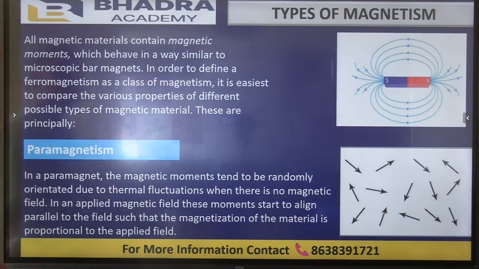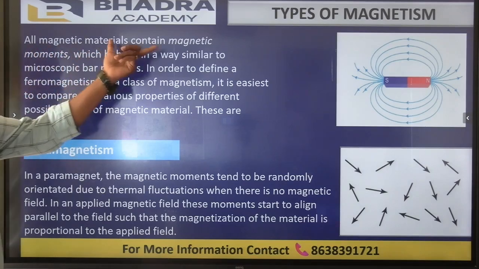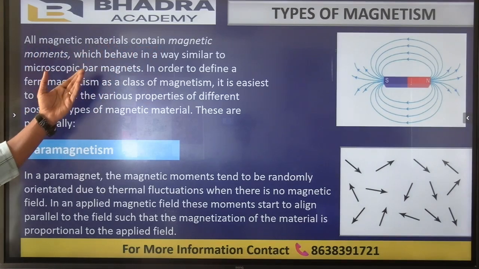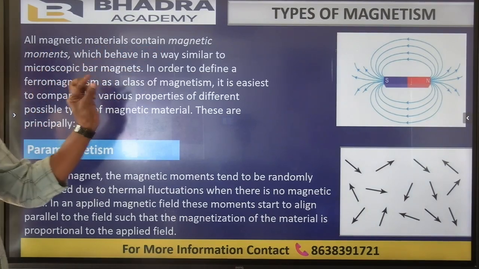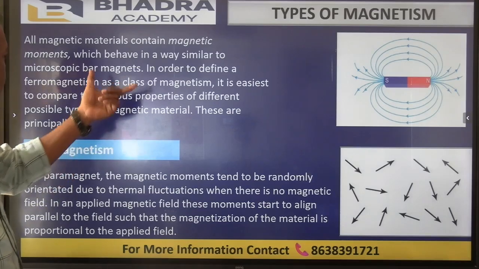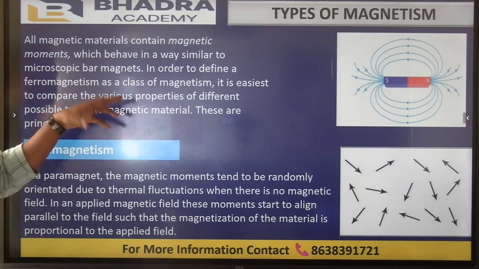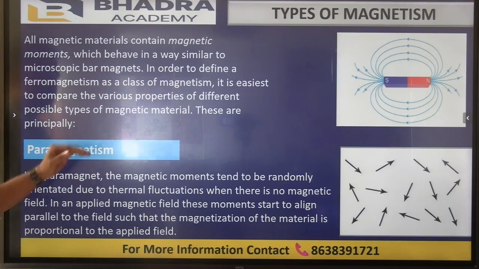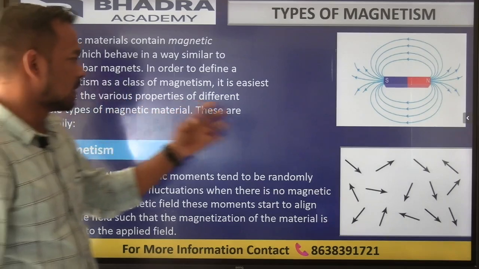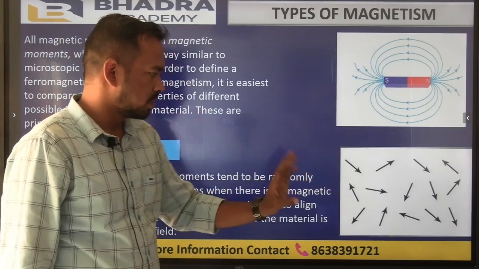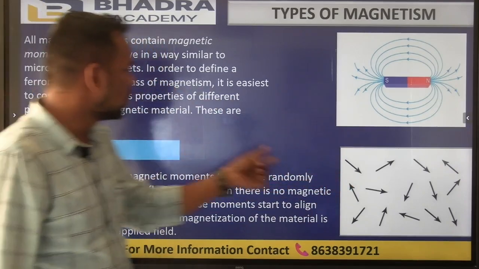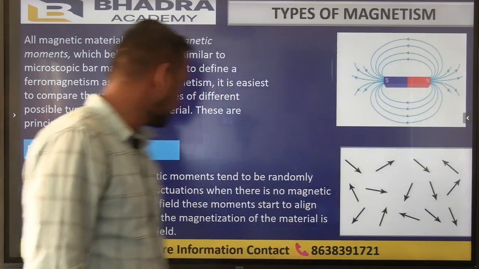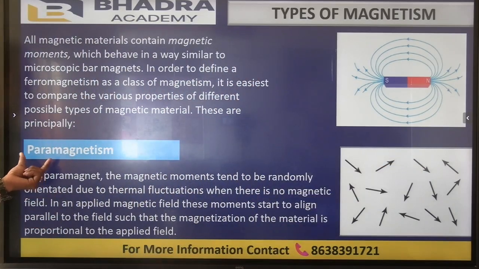So all magnetic materials contain certain magnetic moments, and therefore they behave like microscopic small bar magnets. They are classified into different types of magnetism according to the magnetic material and its molecular composition, and these small magnetic moments are denoted by arrows. So the very first is paramagnetism.